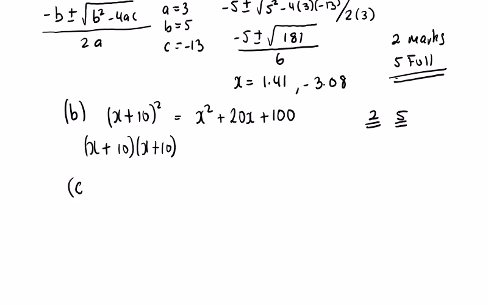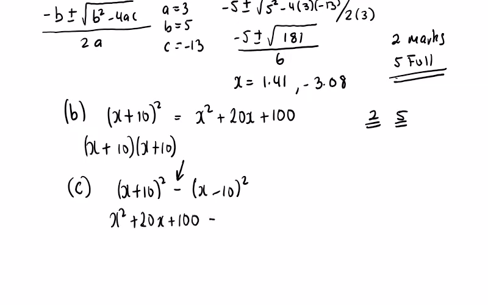Part C has a relationship with B. You're asked to show that the following is divisible by 5, (x plus 10) squared, which you already have, and then minus (x minus 10) squared. So be careful with this minus here in front of the bracket. So we're going to have x squared plus 20x plus 100 minus what's inside the bracket, which is x squared minus 20x plus 100.